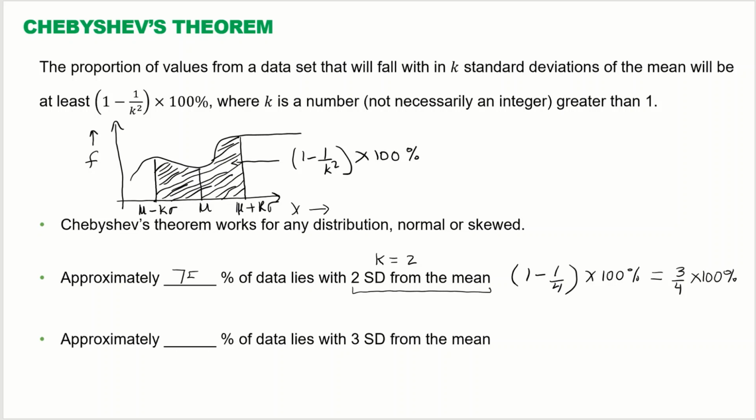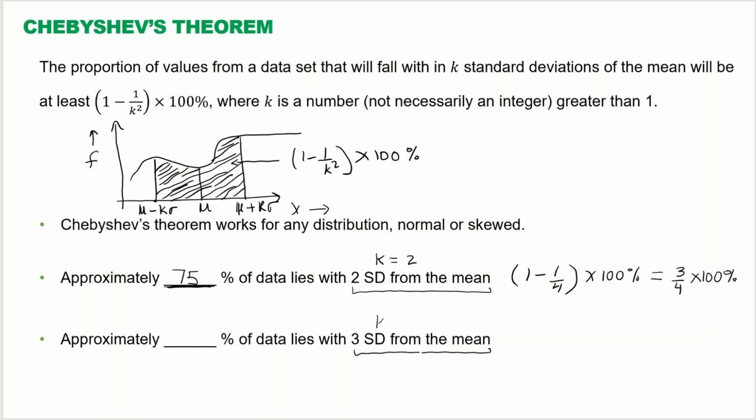So you can say that 75% of the data lies within 2 standard deviations of the mean. That is the minimum amount. So at least 75% of the data lies within 2 standard deviations of the mean. Let's find out how much data lies within 3 standard deviations from the mean.